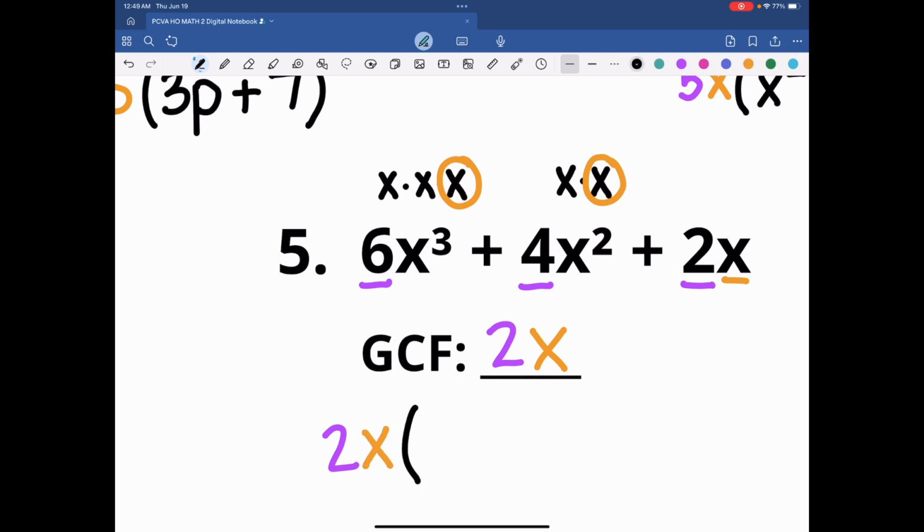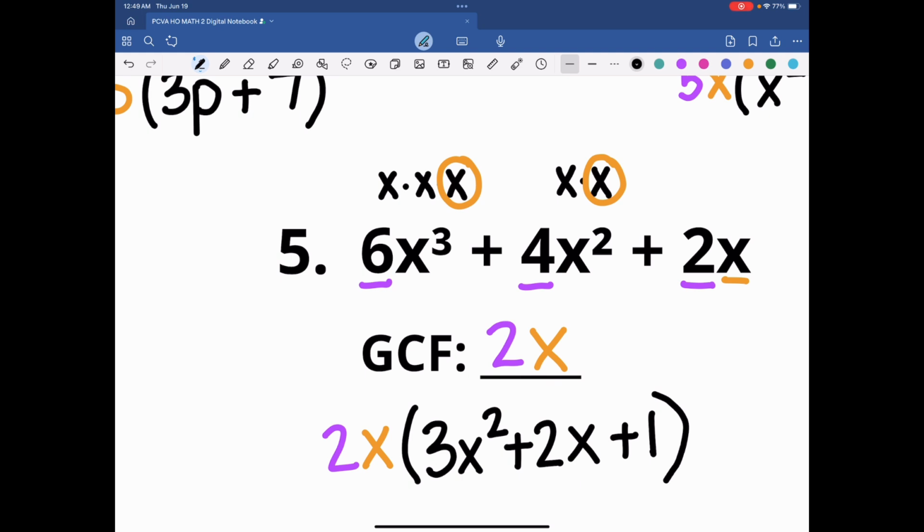So 6 divided by 2 is going to give me 3. I had 3 x's, but I took 1 out, so that leaves me x squared. And then 4 divided by 2 is going to be 2. And then I had 2 x's, took 1 out, I'm left with 1. And then 2 divided by 2 is 1. I had 1 x, but I took that x out, so I'm left with no variables on that last term.